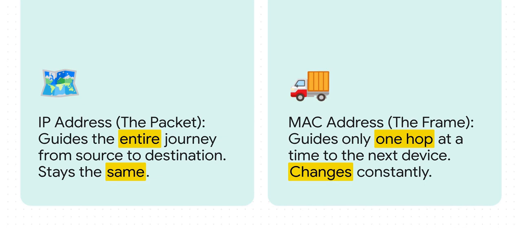It guides the entire journey. The MAC address? Totally temporary. It's like telling the mail carrier, just get it to that guy over there. It only guides one little hop at a time and gets a new value at every single stop.